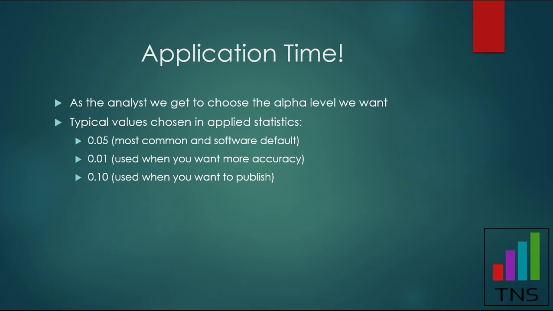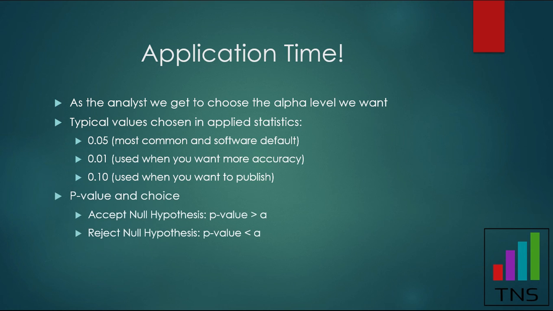0.01 is usually used whenever you want more accuracy, so more intense sorts of analyses, leaning towards precision when it comes to surgery-type research, stuff like that. And of course, 0.1 is used whenever you want to publish. Not really. There are some advantages to using 0.1 as an alpha level, specifically when it comes to things like power, which we'll have another video on for you guys to check out.